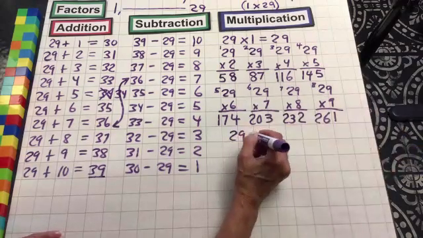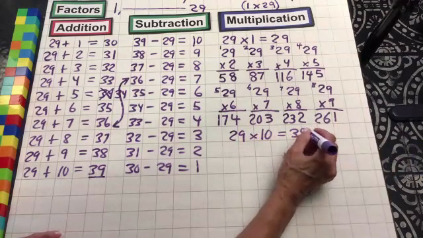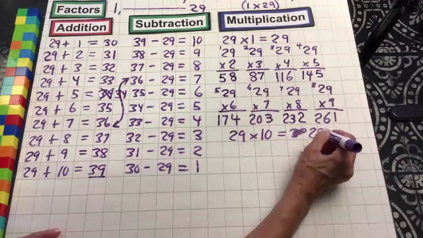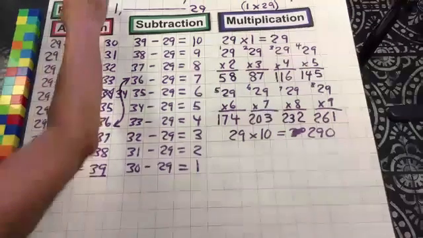Then we have 29 times 10 equals... oops, sorry, silly me, I'm out of control. 29 with a 0. 290. Onward and upward.